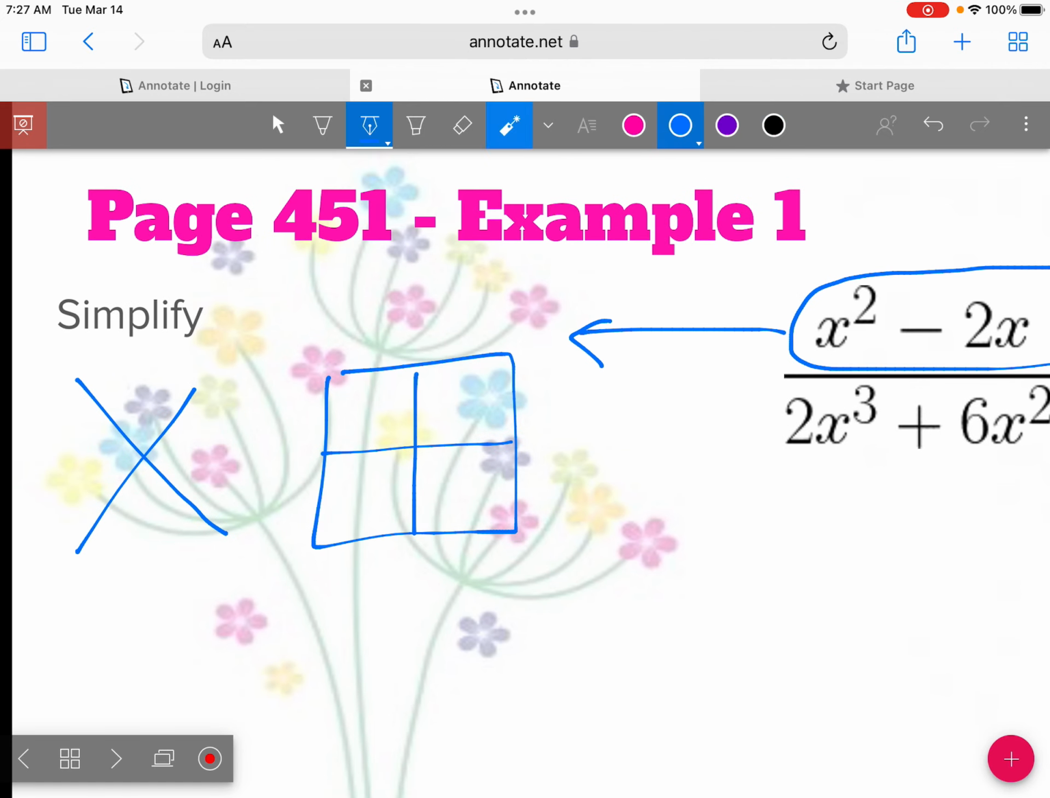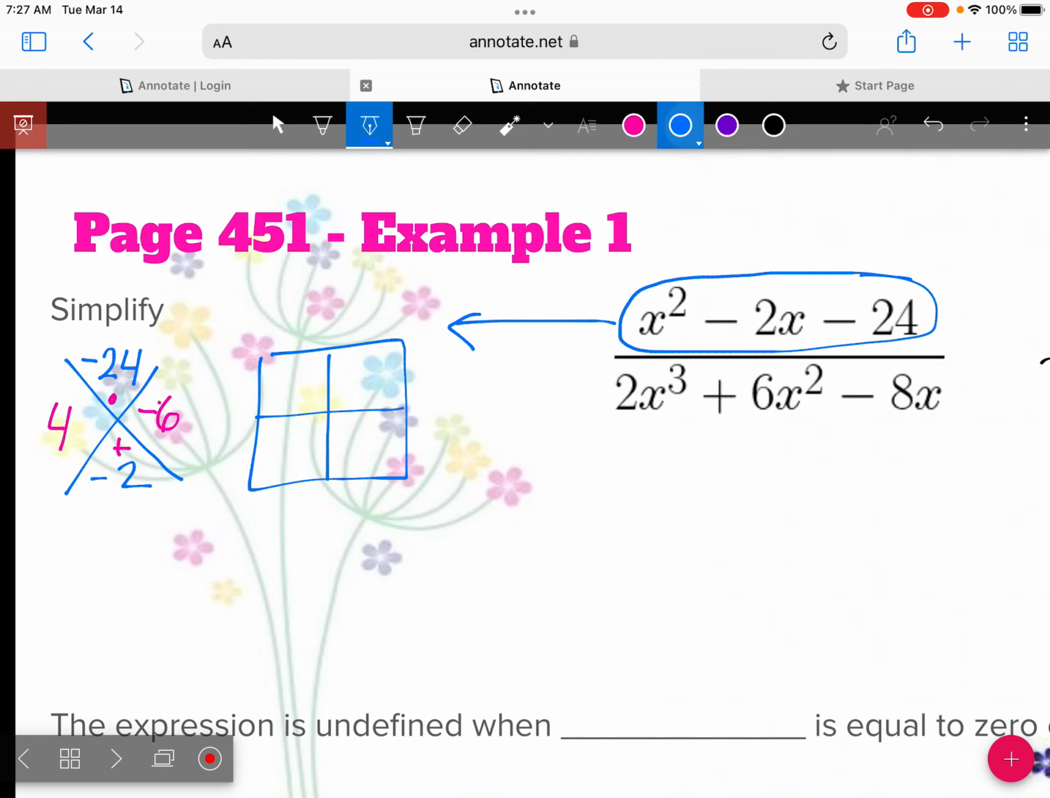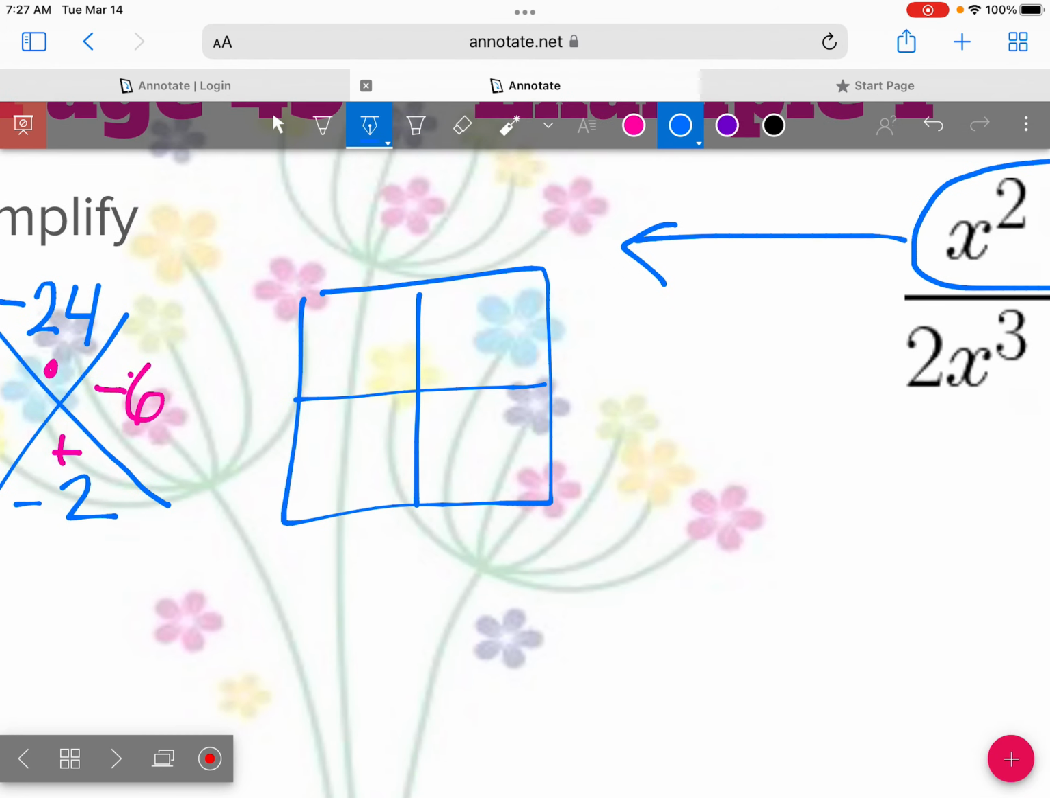We got our a times c. What goes to the top of my frame? Negative 24. What goes at the bottom? Negative 2. We need a pair of numbers that multiplies to be negative 24 and adds to be negative 2. 4 and 6, and the 6 is going to be negative. 4 and negative 6. Our a value is 1, so we don't necessarily need the box, but it's 100% valid to do so.